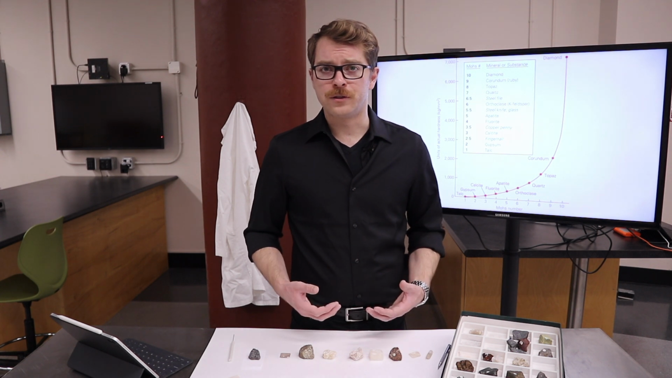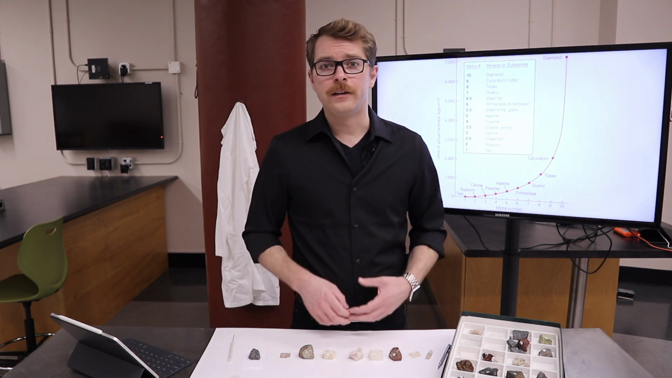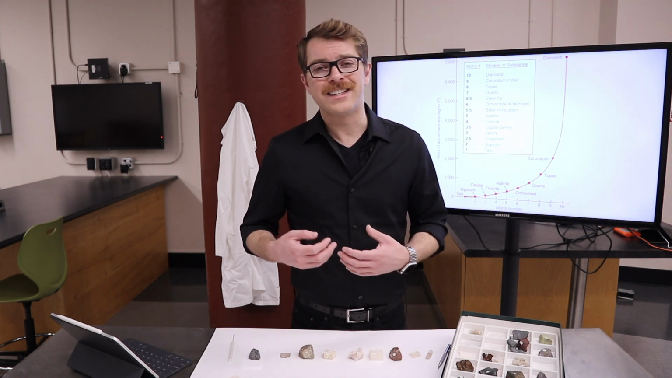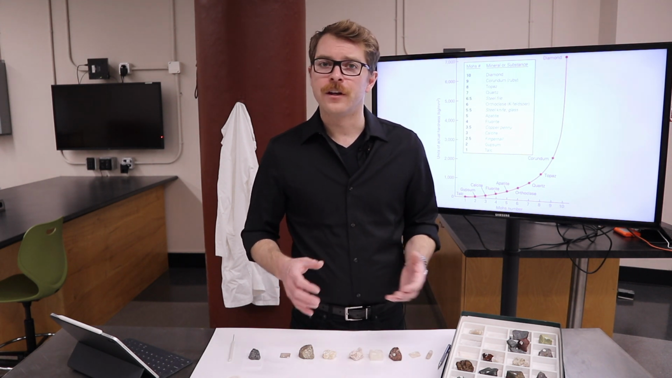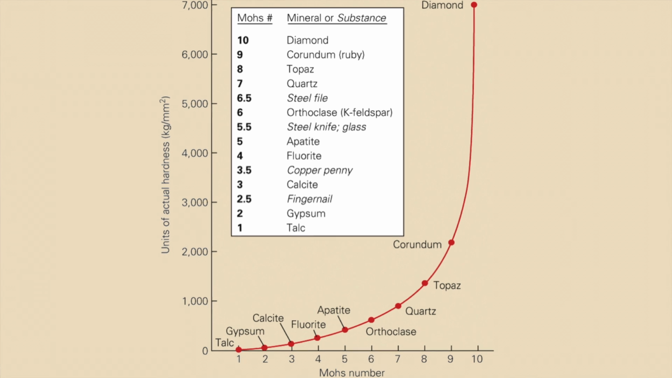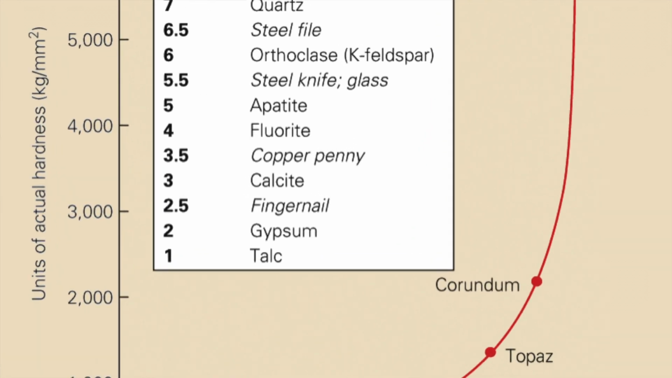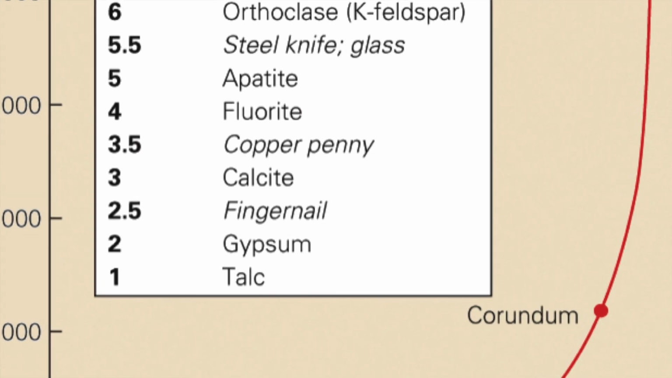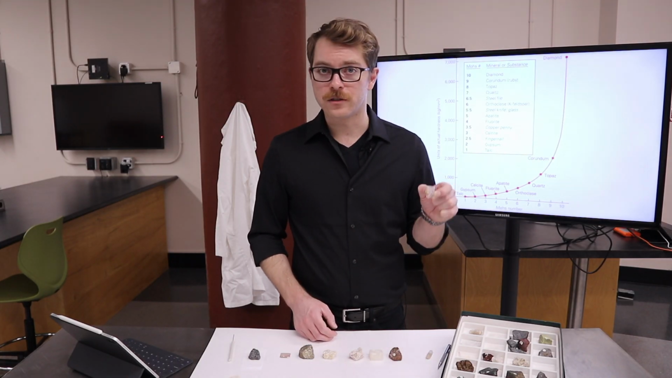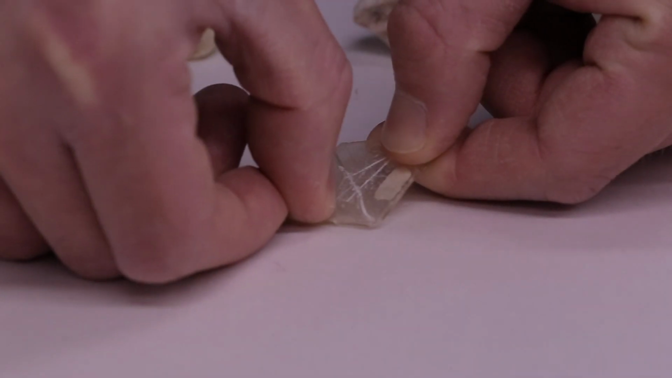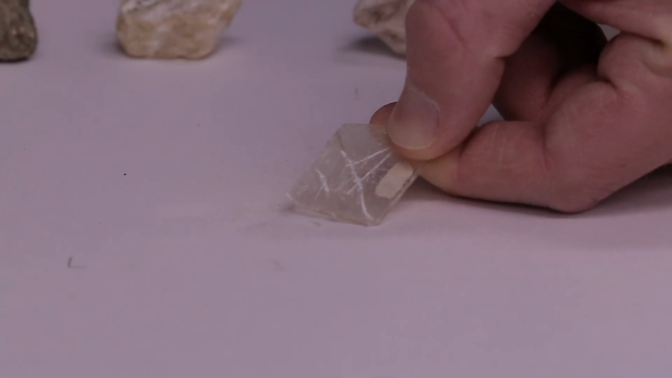Now, another diagnostic tool I forgot to mention is your fingernail. Your fingernail is about a 2.5 on the hardness scale, so therefore it should be able to scratch anything weaker or softer than a 2.5. Now, if we look at our Mohs hardness scale, we can see that gypsum and talc are both weaker than 2.5 on the hardness scale. So if I take my gypsum crystal and I scratch it with my fingernail, sure enough, it leaves a mark on the surface, okay?